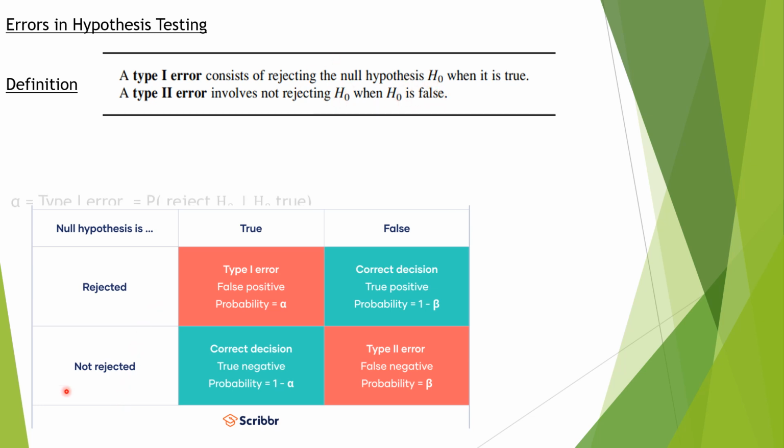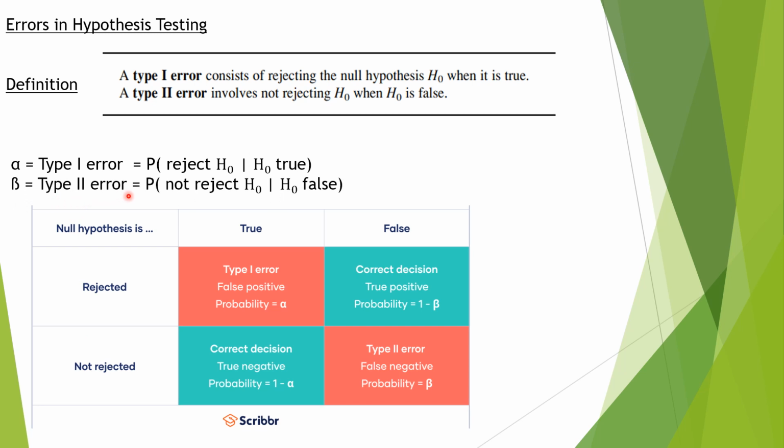Now, we have alpha, which denotes type 1 error, and that's the probability that we reject the null hypothesis when, in fact, it was true. And we have beta, which is type 2 error, and it is the probability that we do not reject the null hypothesis when it was, in fact, false.